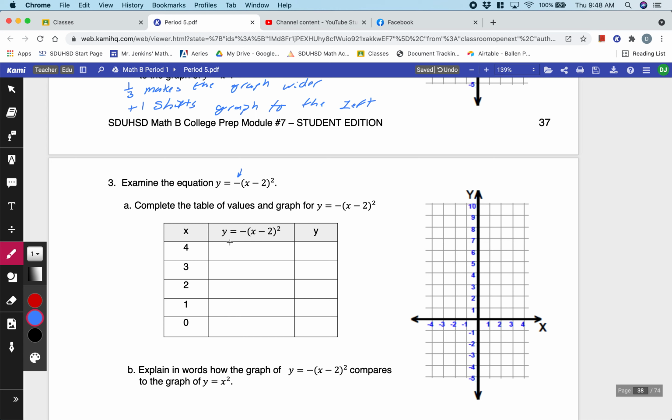So let's go ahead and look at this now. We're going to plug in all these values. We have negative parentheses 4 minus 2 to the second power. 4 minus 2 is 2, to the second power is 4, times that negative is -4. Here we have negative parentheses 3 minus 2 to the second power. 3 minus 2 is 1, 1 to the second power is just 1, times -1 is -1.